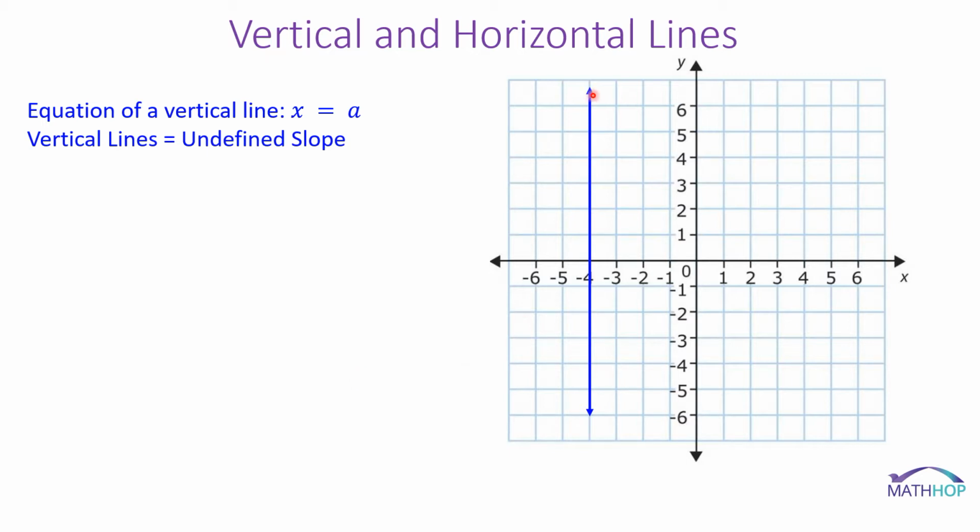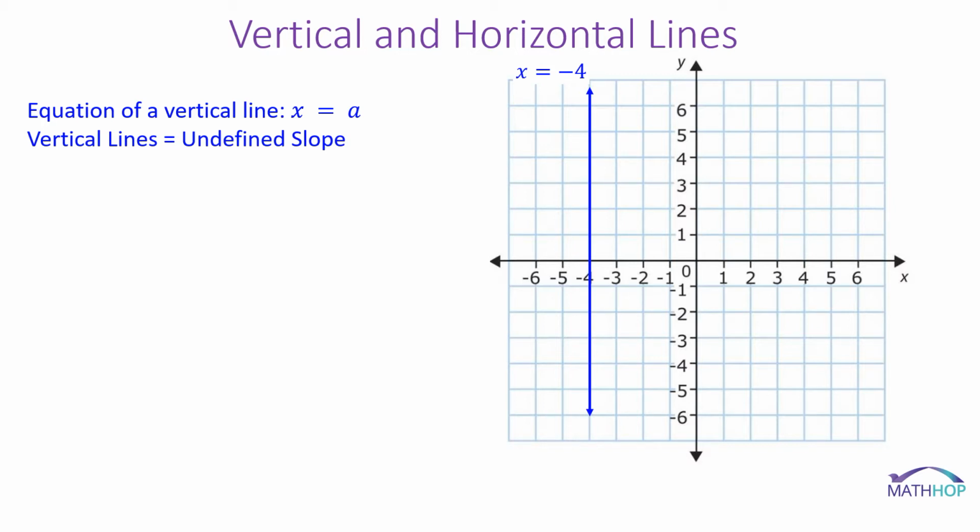So this vertical line has an x-intercept. It crosses the x-axis at negative 4. And in fact, every single point on this line has an x-coordinate of negative 4. This is (-4, 5), (-4, -3), (-4, -5). So since every single x-coordinate is the same, and every single x-coordinate is negative 4, the equation is x equals negative 4. I know a lot of people think, why does a vertical line have an x equals? Because vertical is the y-axis.